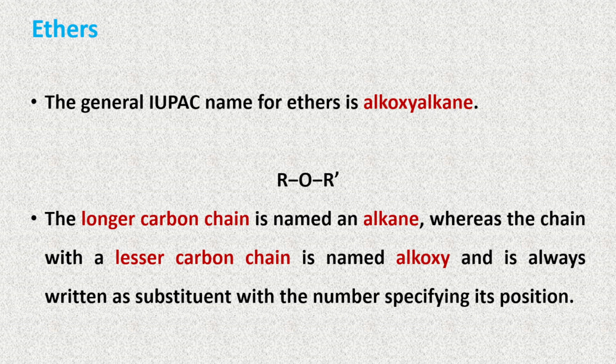Let me illustrate using a suitable example. Consider this example: CH3OCH2CH3. This is the simplest example of ether. There is a methyl group at the left of the oxygen atom and an ethyl group on the right of the oxygen atom. Ethyl is bigger and longer in terms of carbon chain, so it will be considered as the alkane, and the smaller methyl group adjoining the oxygen atom will be considered as the substituent. So its IUPAC name is methoxyethane.